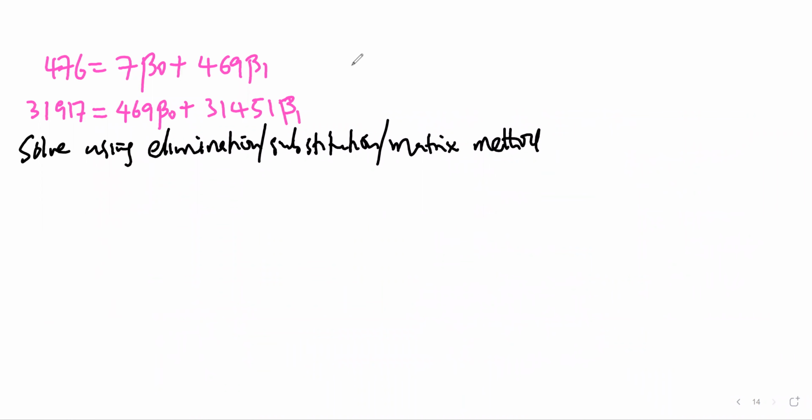This is what you're calling the normal equations. As you can see in the normal equations, we only have beta naught and beta 1 as the unknowns, and those are the values that you want to find out. This being a system of linear equations, you can solve using either the elimination method, the substitution method, or the matrix method. In a case like this, you can even use a graphical method to solve for the values of beta naught and beta 1. So I don't know which method is okay with you.